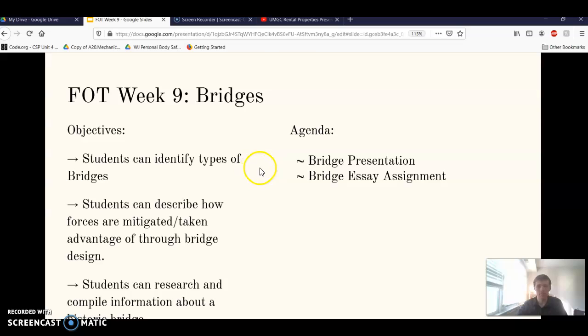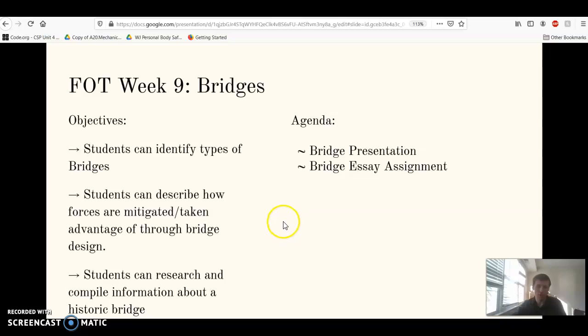Let's get started. By the end of today, you should be able to identify different types of bridges. That's not as important to me as you understanding how the forces within a bridge act. So how are the forces mitigated or taken advantage of through bridge design? And how can you use those ideas in other buildings? That's what's really important.